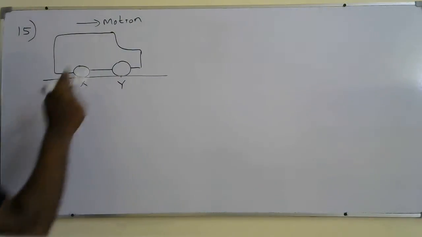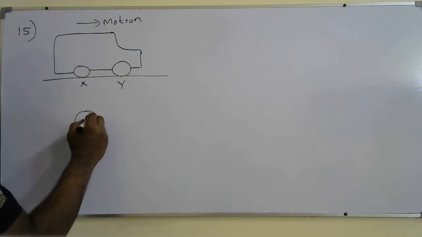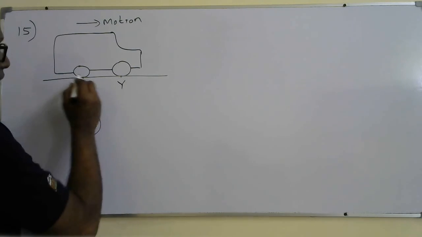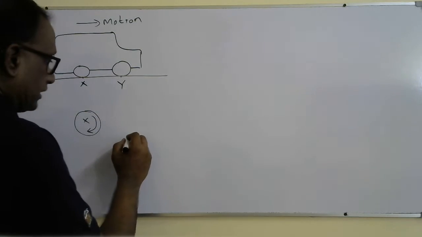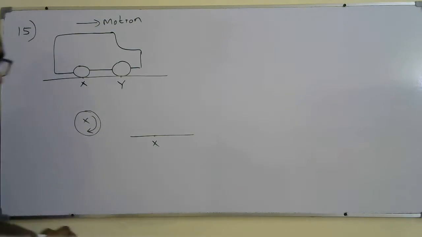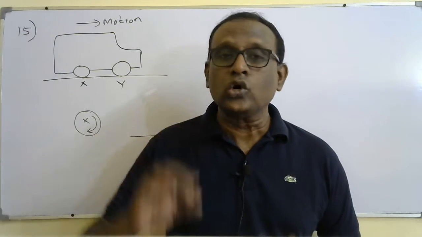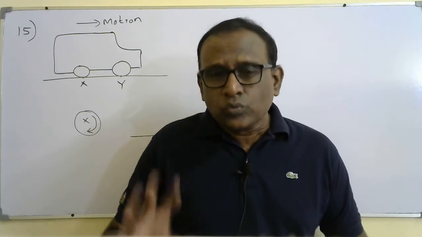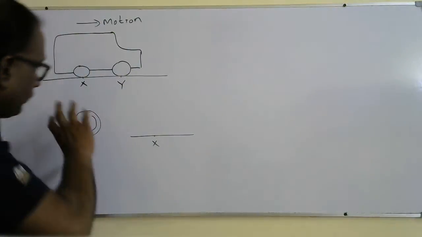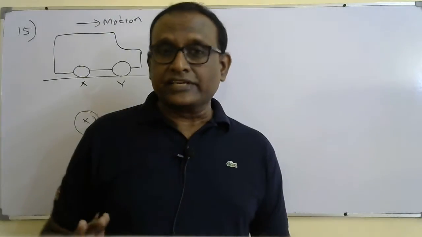If the car wants to move in this direction, I'll draw the wheel X alone. This is the wheel X. It will be rotated by the engine in this direction. The point where the wheel touches the road is X. I'll draw the road separately. This is the point X. The wheel is rotating. Now look here. If the wheel has no grip, or no sufficient friction, the wheel will just rotate. Then the car won't move because the wheel will slip and rotate without pushing the ground. But if there is friction, what will happen?